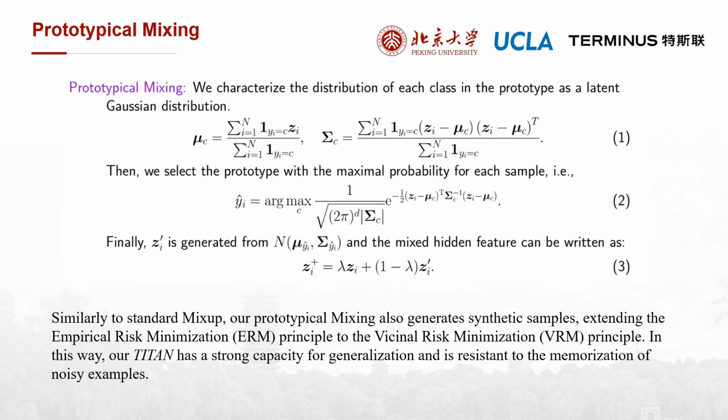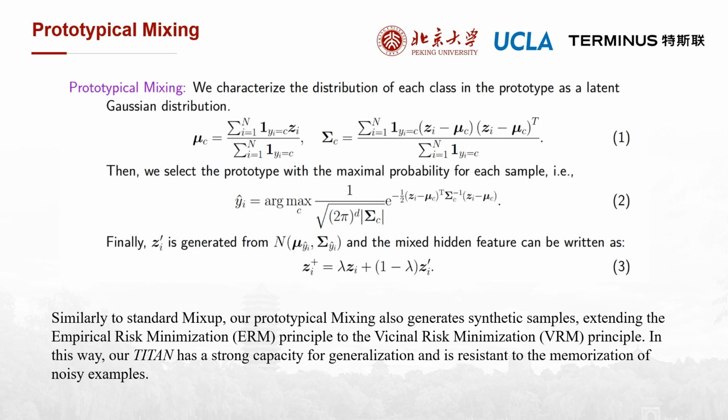The first module, prototypical mixing. We characterize the distribution of each class as a latent Gaussian distribution. Then, for each sample, we select a prototype with the maximum probability. Finally, we randomly generate a feature from the corresponding Gaussian distribution, and the mixed hidden feature can be written as follows.